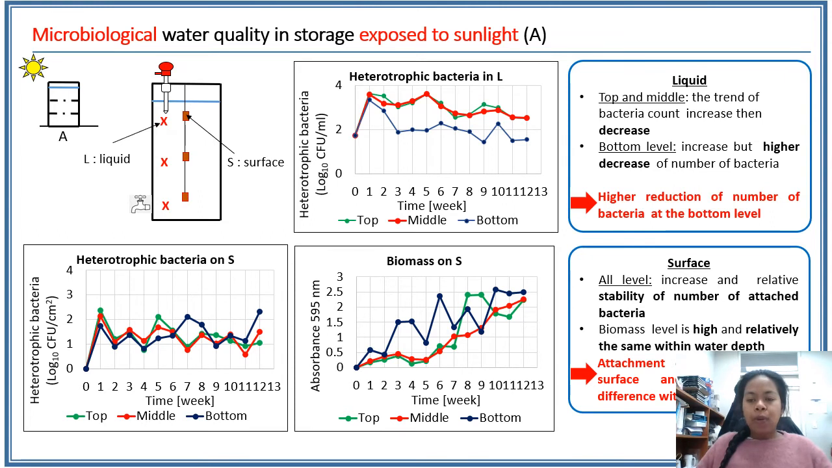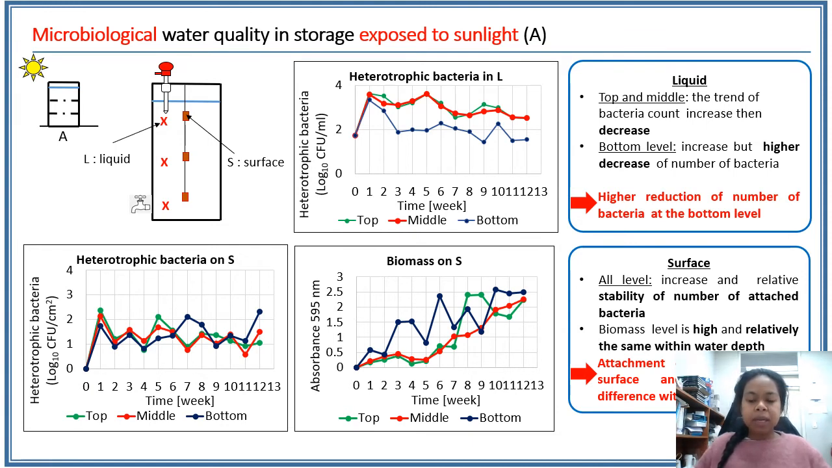In the liquid part, we can see that the top and middle show a trend of bacteria count which is increasing, then decreasing over time. And for the bottom level, there is a higher decrease in the number of cells. Therefore, we can conclude that there is a higher reduction of the number of bacteria at the bottom level. On the surface, here on the left of our graph, we can see that there is an increase and a relative stabilization of the number of attached bacteria. And the biomass level is high and relatively the same within the water depth.